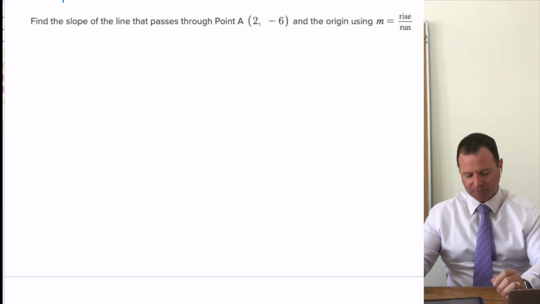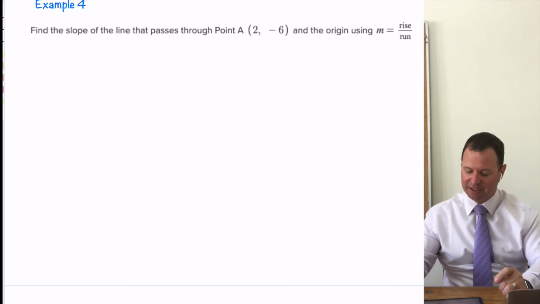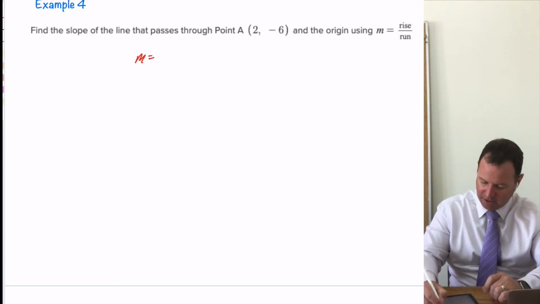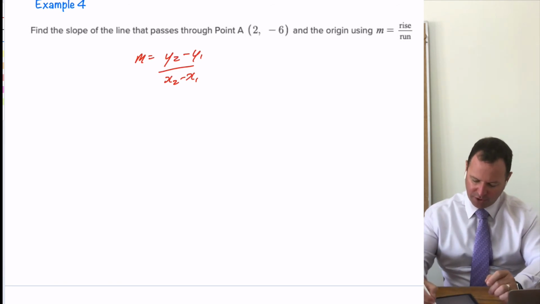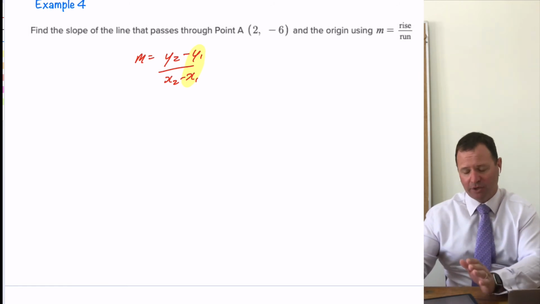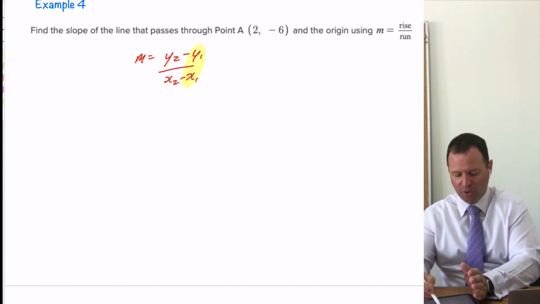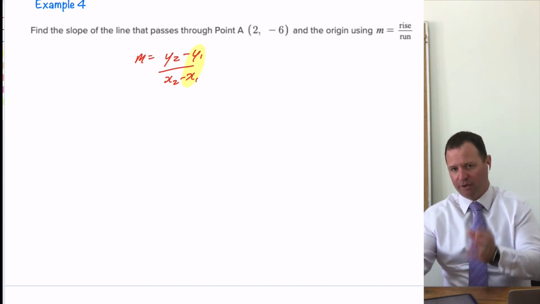This next one, we're looking at: find the slope of the line that passes through the point (2, -6) and the origin using the gradient of rise over run. So I'm going to start again. I'm going to write down what the formula is, y2 minus y1 over x2 minus x1. Now, if I look at this, one thing I want you to note is this here, that's the point really, isn't it? So there's two ways I can do this. I could choose to have the origin being 0, 0 as that x1 and y1, or I can have it as x2, y2. So that means it'll be 0 minus whatever it is, either the 2 or the -6.